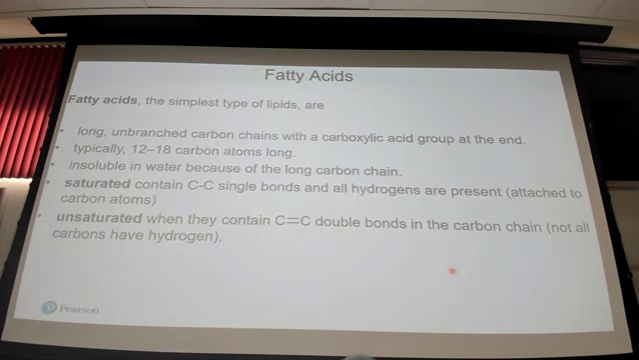So fatty acids are composed of between 12 and 18 carbon molecules. That's the carbon chain, and they also have a carboxylic acid group at the end. Of course, these are not soluble in water, as with the rest of the lipid molecules. You have two types: saturated, where there's only a single bond between all the carbon molecules, and then unsaturated, where there may be double bonds between the carbon molecules.